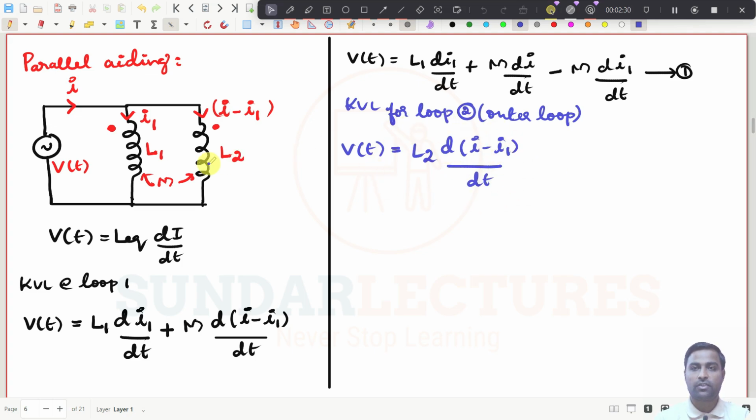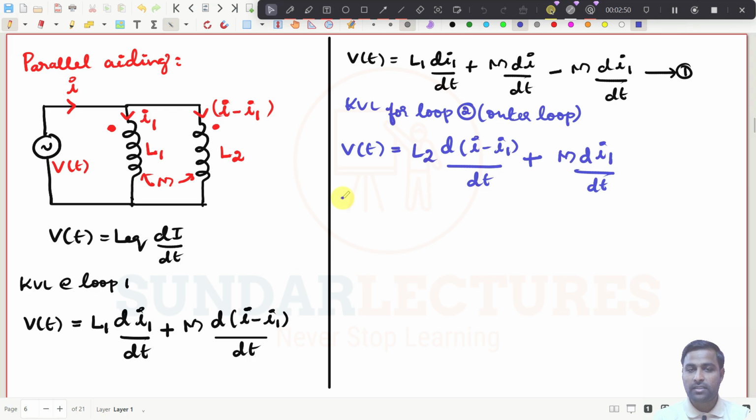No problem with the self-induced EMF. And you have to write the mutual induced EMF. See, mutual induced EMF, this coil current is entering through dot. This coil current is also entering through dot. So what you will get? This is plus M into d, this coil's current, that is dI1 by dt, right?